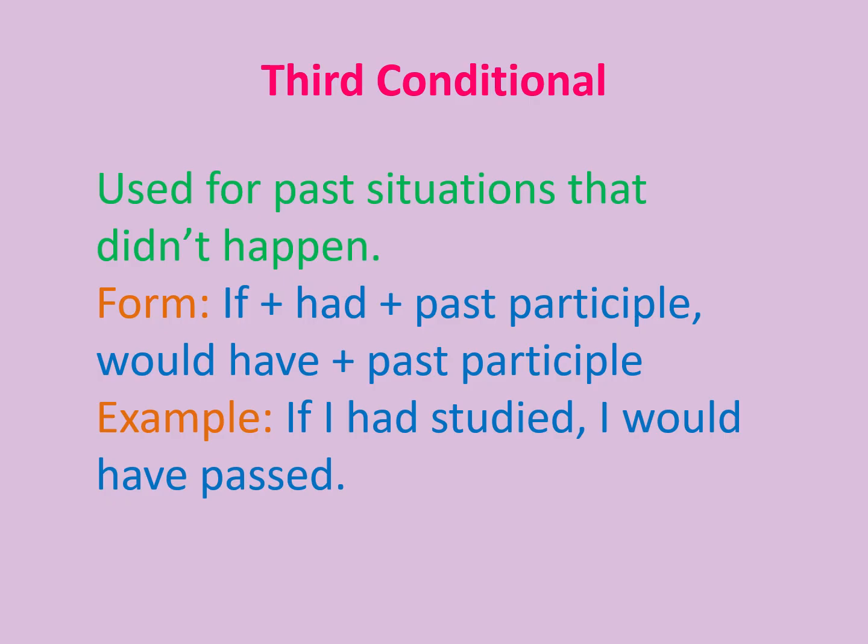The third conditional talks about things in the past that didn't happen, and how the result would have been different. For example, if I had studied, I would have passed. This means you didn't study, and you didn't pass, but you're imagining a different past. The structure is, if plus had plus past participle, would have plus past participle. We often use this when we feel regret or talk about missed chances.